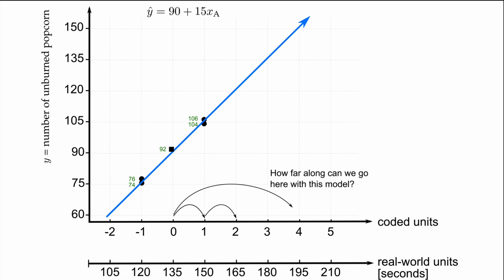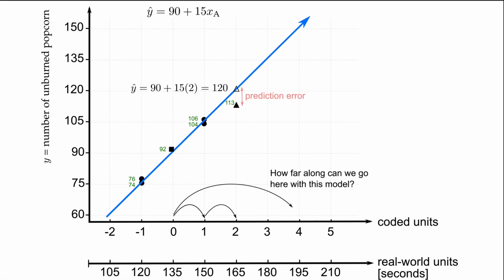Now, before you are tempted to run your experiment, it is a great idea and good practice to make a prediction first. Use your model and show that the prediction is going to be 90 plus 15 times 2, which equals 120. When we run the experiment, we get a value of 113 popcorns. So our model actually overestimated. It was wrong by about 6%.